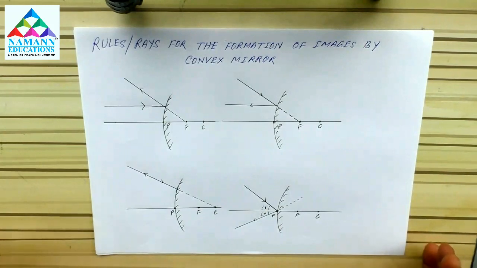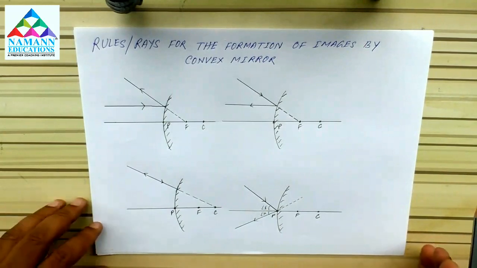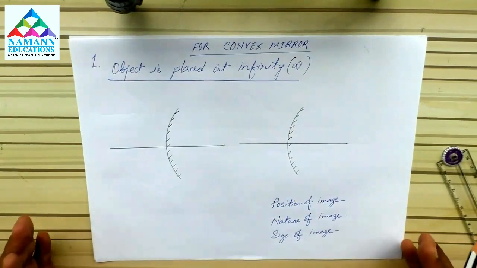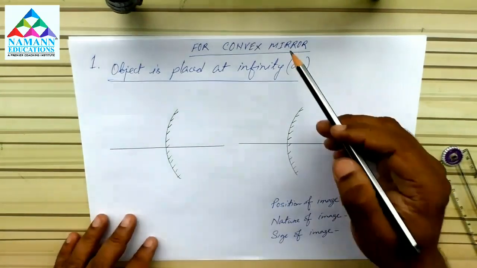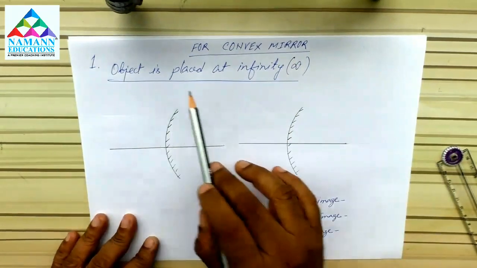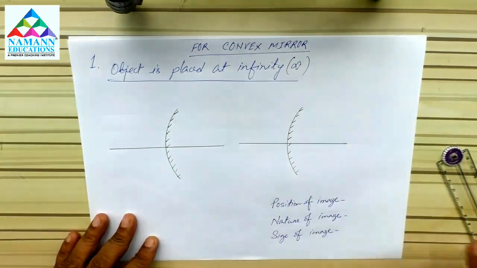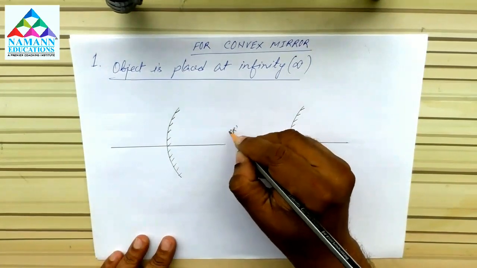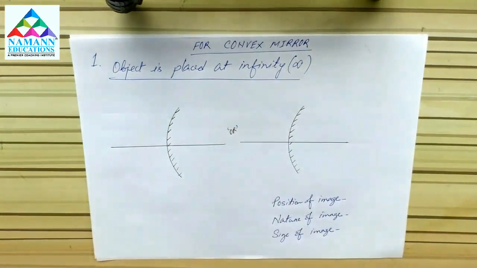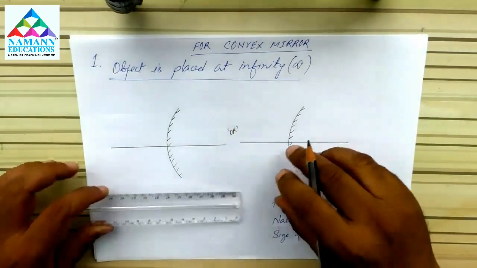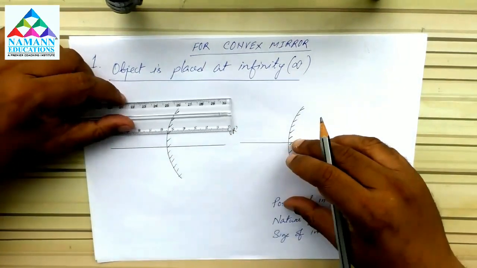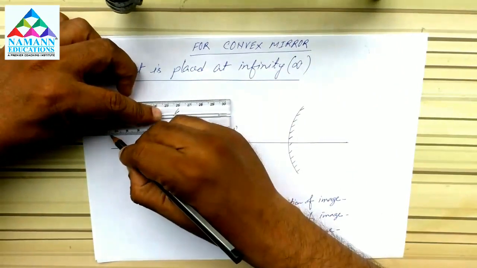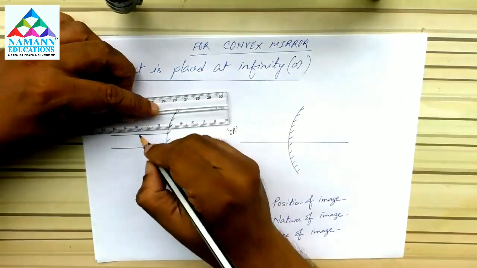Now we'll discuss ray diagrams showing the formation of image by convex mirror. In the first one, where object is placed at infinity. 2 ways of drawing this diagram, whichever you feel convenient, you can draw that. Object is placed at infinity. In the first one, I am considering the object is at infinity, so we can consider the incident light rays parallel to the principal axis.